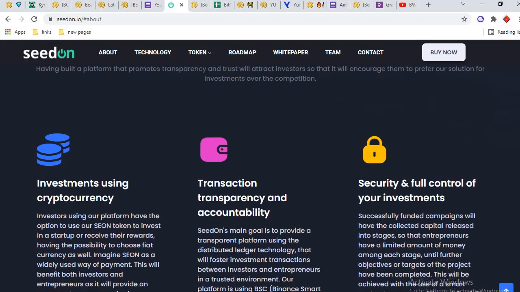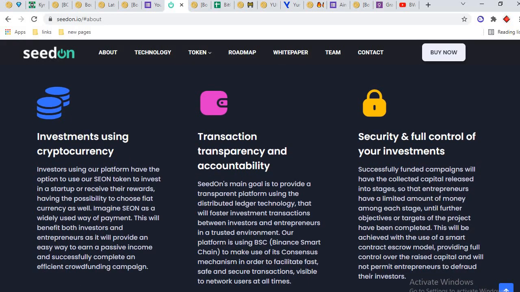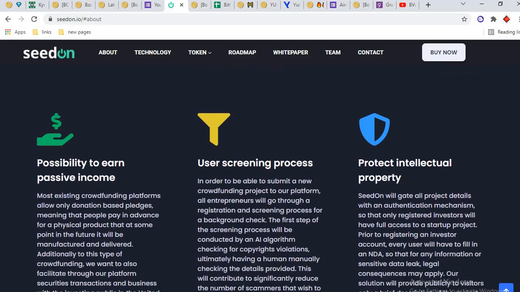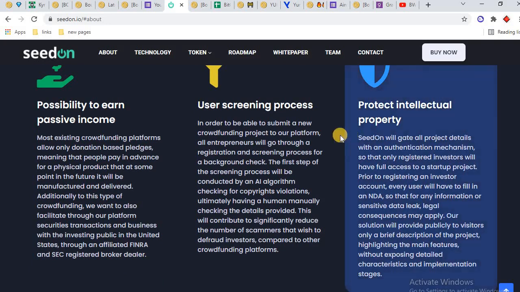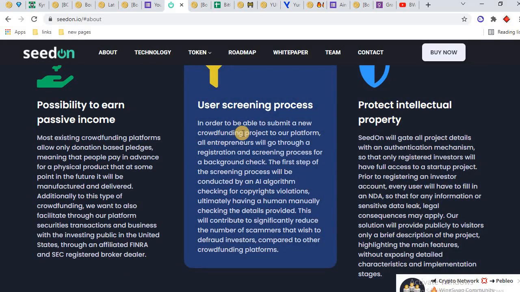Why choose our solution? First is investment using cryptocurrency, transaction transparency and accountability, security and full control of your investment, possibility to earn passive income, user screening process, protect intellectual property. In order to be able to submit a new crowdfunding project to our platform, all entrepreneurs will go through a registration and screening process for a background check.